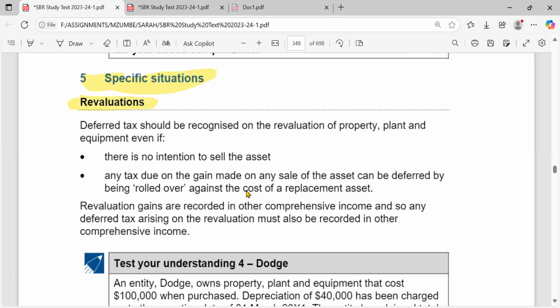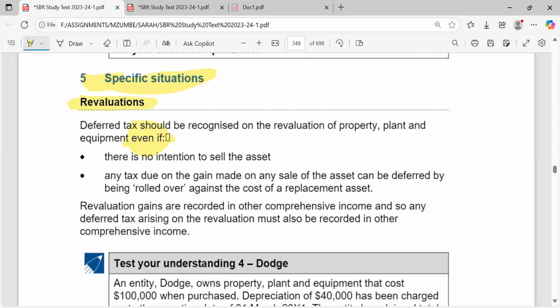So we won't care. We will recognize it even if there is no intention to sell. You don't say, okay, I have no intention of selling this asset, so since I have no intention, it would never be recovered for tax purposes, so then I ignore it. No, it doesn't matter. It should be recognized, even if there is no intention to sell, because for tax purposes, although we recognize the revaluation directly, upon its realization it could be recognized, right?